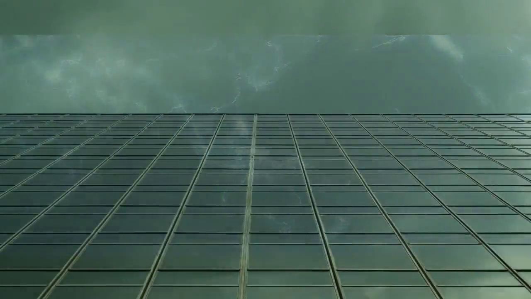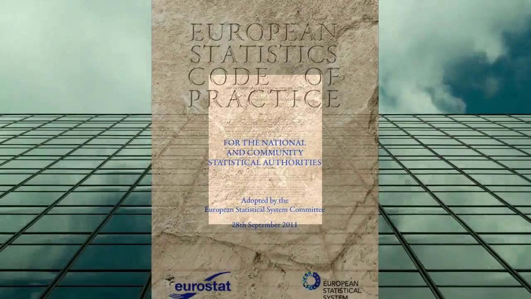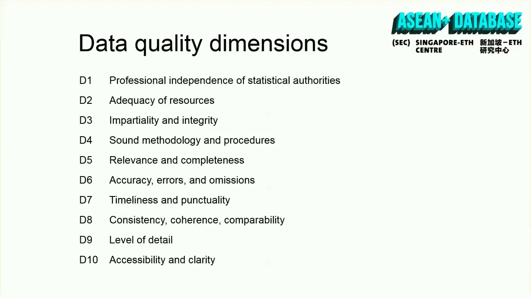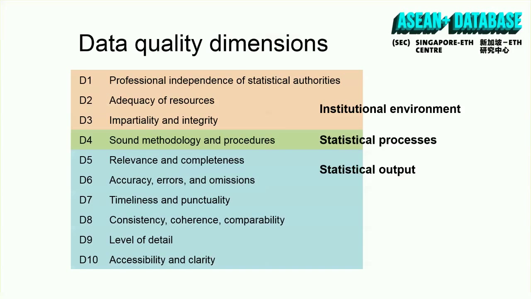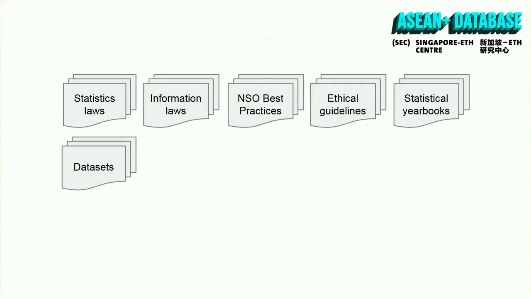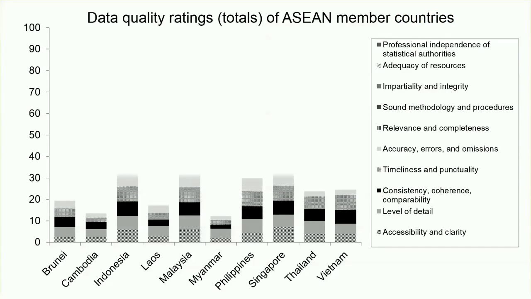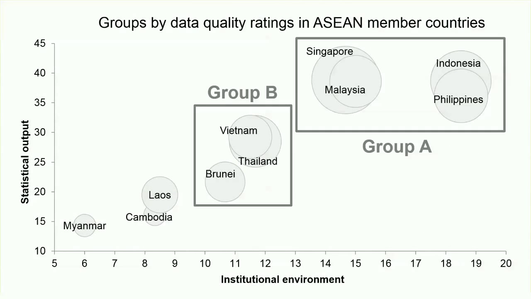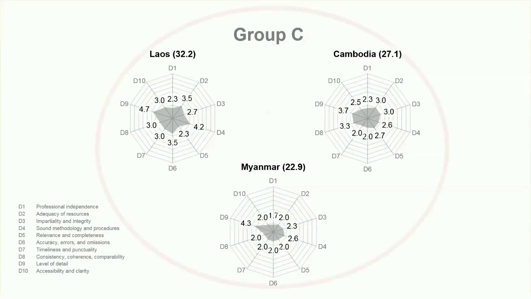Official data producers in the ASEAN rely on legal frameworks and guides, such as the ASEAN Community Statistics Code of Practice, which builds upon the Statistics Code of the European Union. To compare data internationally, we defined a method that takes into account the institutional framework, processes, and output of national statistical systems. We analyze information laws, data releases, and reports from standard-setting organizations to rate 30 indicators of data quality. This analysis is the starting point for interacting with data producers and policymakers and validating data in the database.